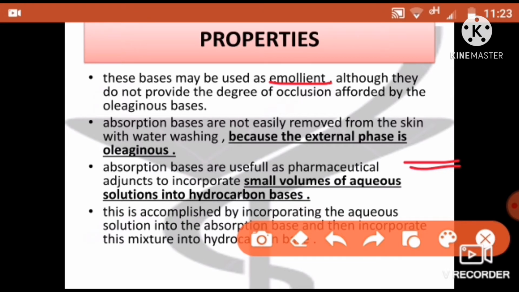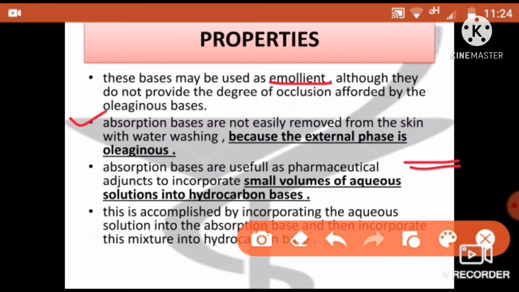Although they do not provide the degree of occlusion afforded by the oleaginous bases. What is degree of occlusion? It means the property present in the oleaginous base that it cannot absorb much water. Opposite to that, the absorption base provides a greater degree of water to be afforded by it. It means it can dissolve a much larger amount of water, and a higher quantity of water can be included in this.